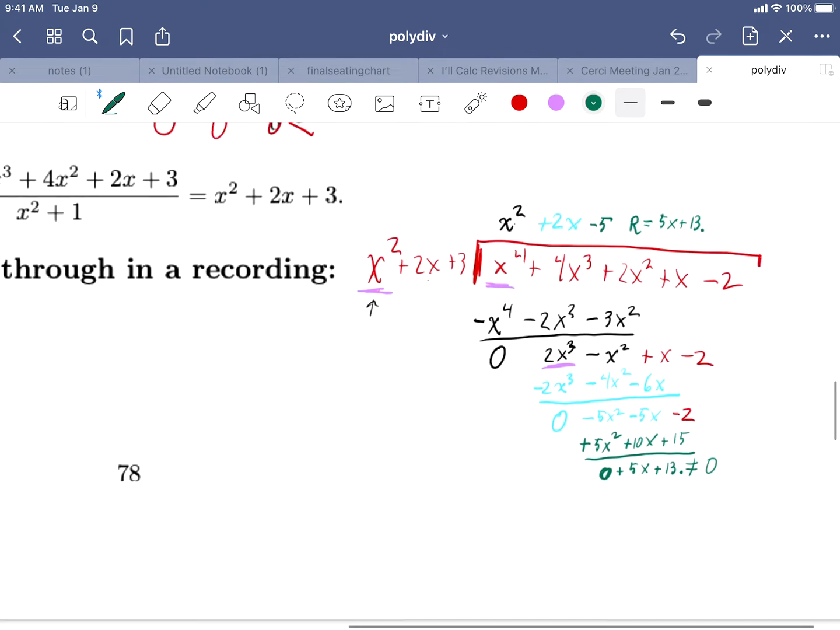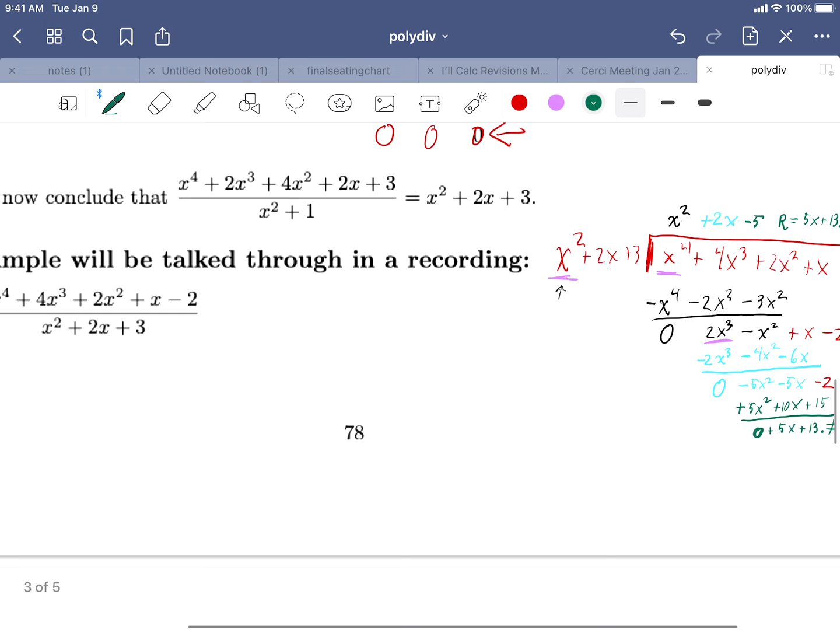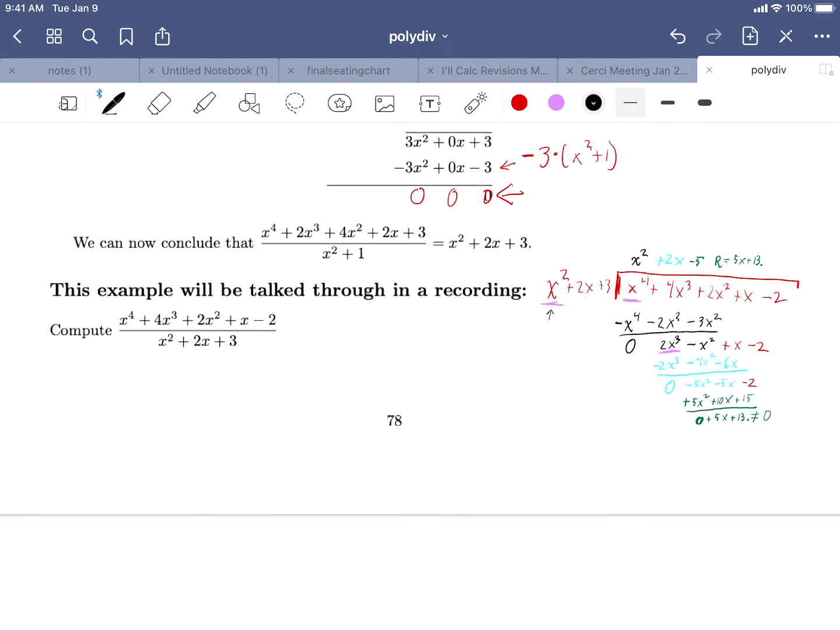So how do you interpret this result? Well, here's what this means. x to the fourth plus 4x cubed plus 2x squared plus x minus 2, all over x squared plus 2x plus 3, is equal to x squared plus 2x minus 5, and now we need to interpret that remainder term, plus 5x plus 13 over x squared plus 2x plus 3.